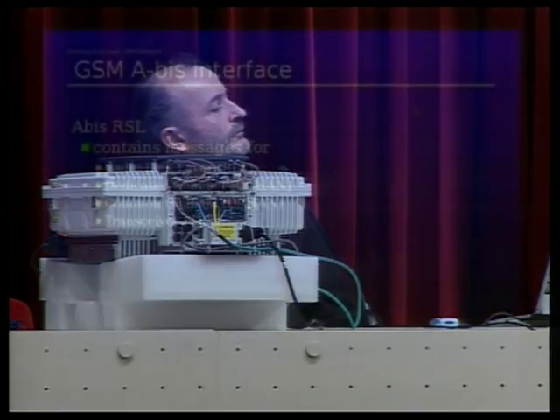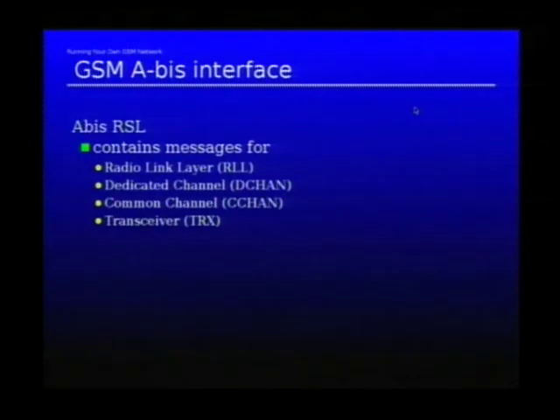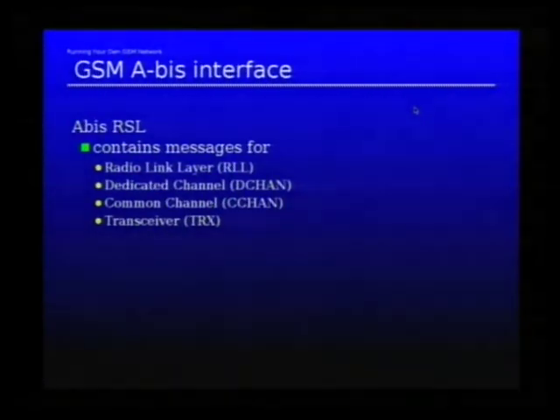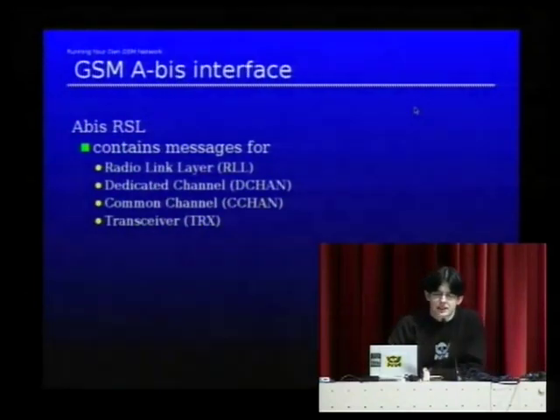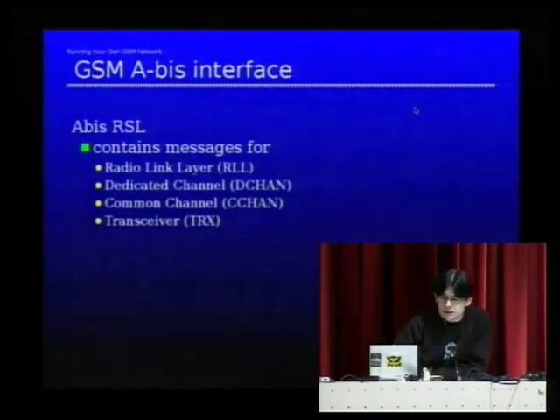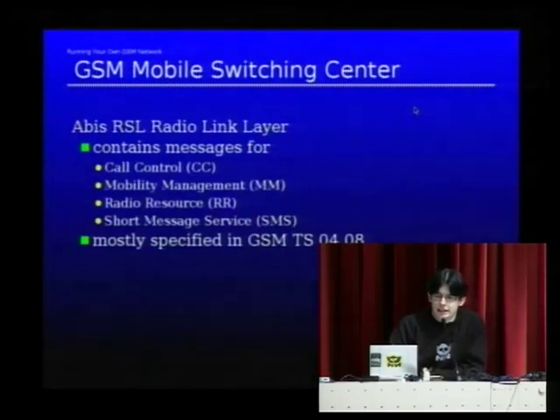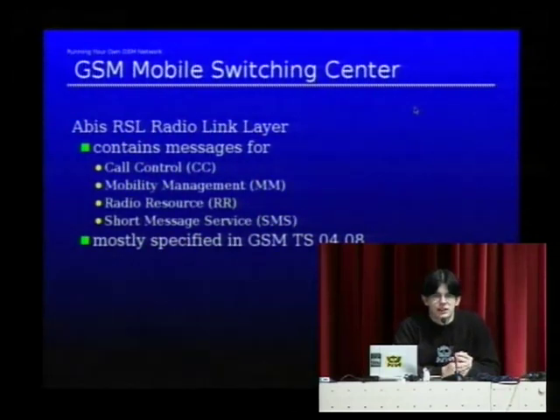Okay. So, as Dieter indicated, there are the actual signaling packets, and there's the radio subsystem layer, which contains messages for radio link layer, dedicated channel, common channel, and transceiver management. What we're going to focus on is the radio link layer, because the radio link layer in turn contains the messages for call control. So that's the actual Q931 derivative that does the call setup, call proceeding, alerting, and so on, indications like in ISDN.